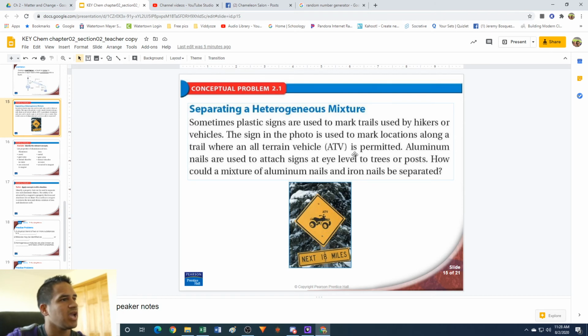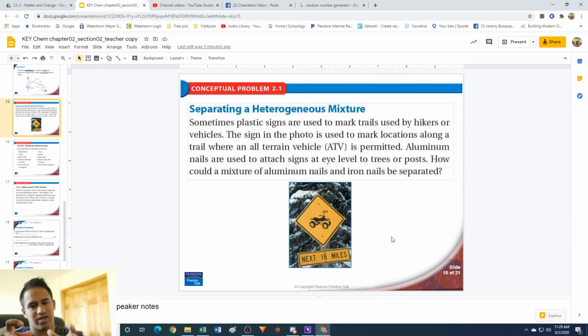So it says here, separating a heterogeneous mixture. Sometimes plastic signs are used to mark trails used by bikers or vehicles. The sign in this photo is used to mark locations along a trail where an all-terrain vehicle or an ATV or a four-wheeler or whatever you want to call it is permitted. Aluminum nails are used to attach signs at eye level to trees or posts. How could a mixture of aluminum nails and iron nails be separated?